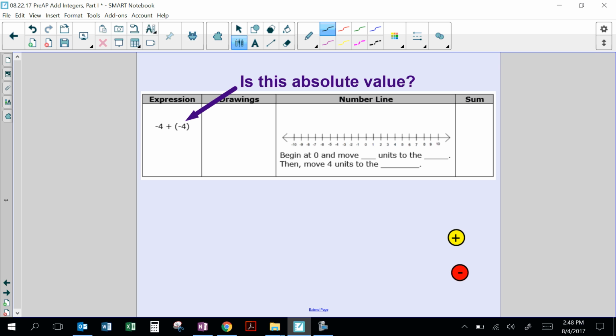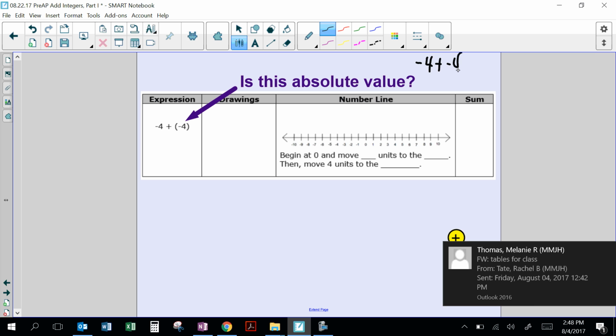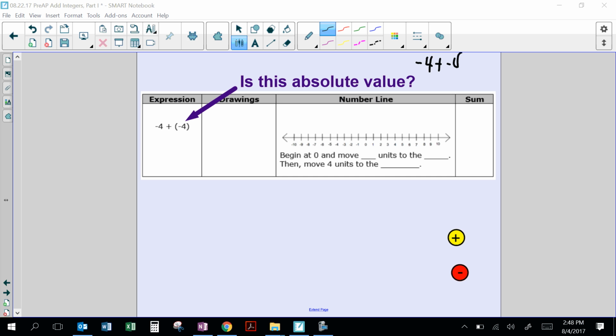Next example. Negative 4 plus negative 4. Are these parentheses absolute value? No, they're just parentheses. The reason we draw these parentheses is it just makes it easier to read. Because if I had written it this way, or typed it out this way, would that be very confusing to you? Yes, because you see negative 4 plus, it's just so many things there. So we put parentheses around it so it's easier to read.